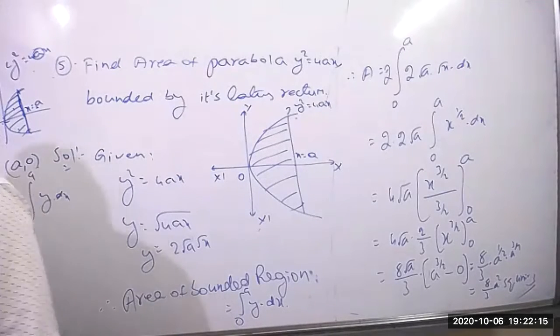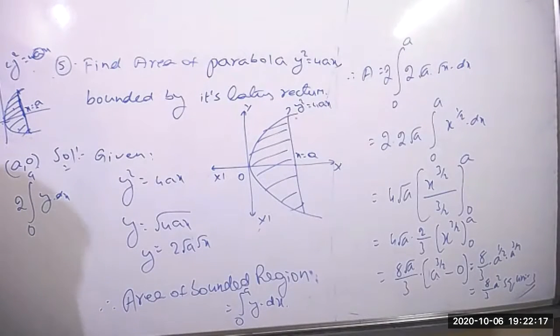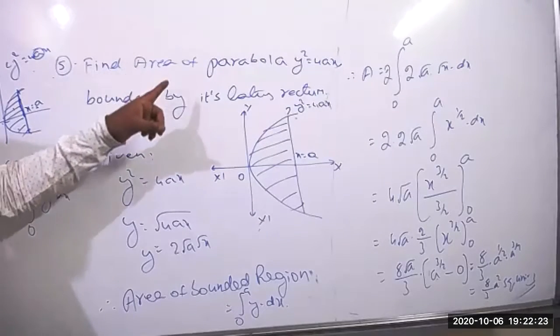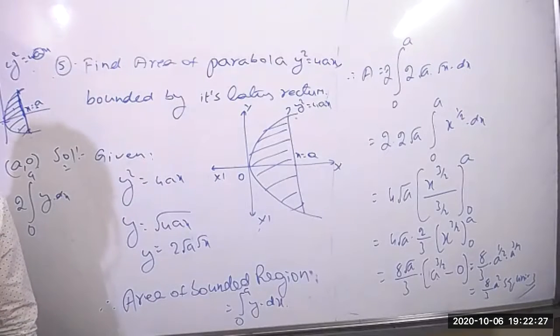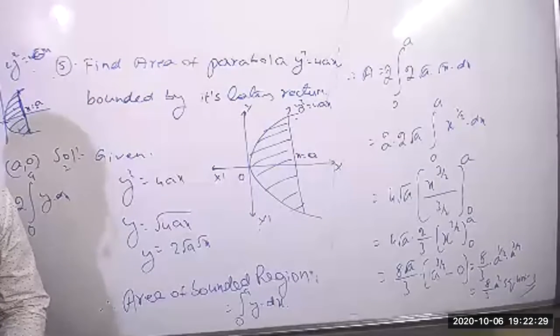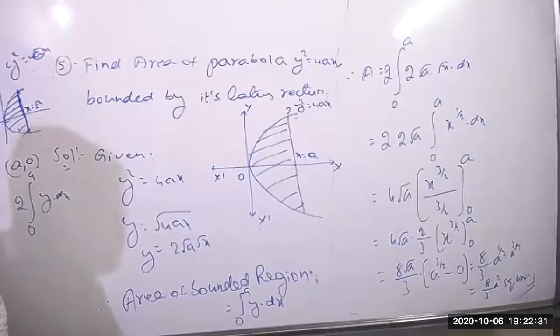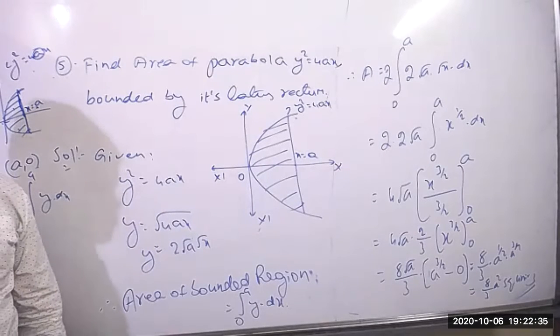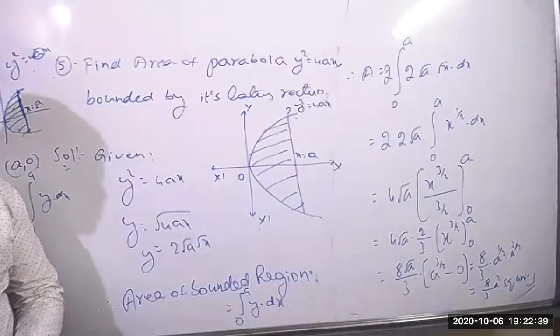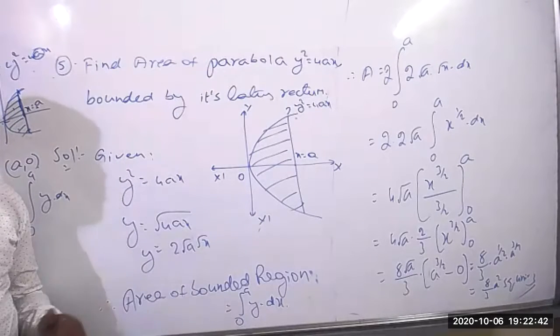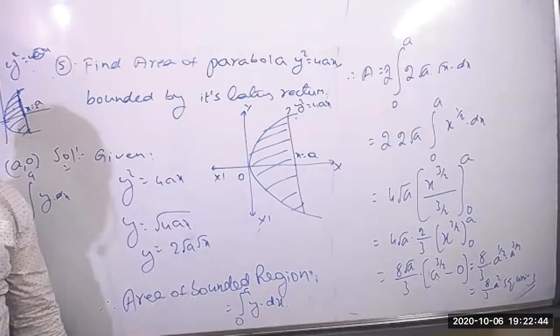Area of the bounded region. Find the area of the parabola y square equal to 4x bounded by its latus rectum. For a parabola, always remember that the latus rectum always passes through the focus of the parabola. In this y square equal to 4x, the focus equals a.